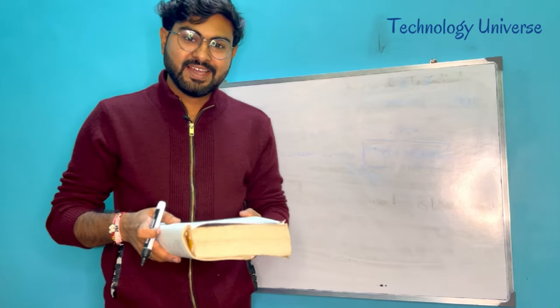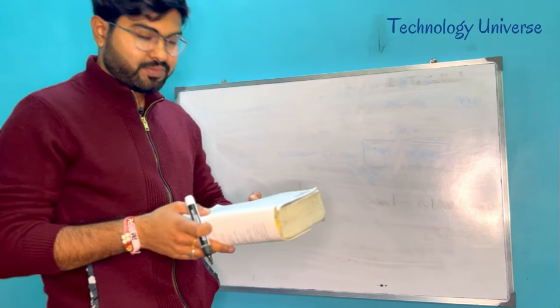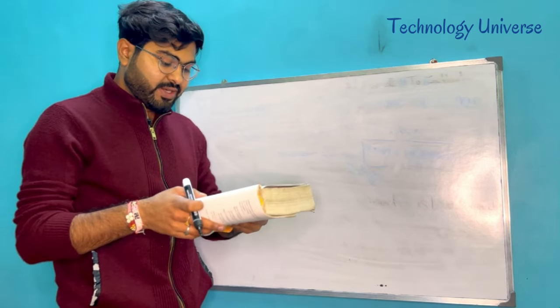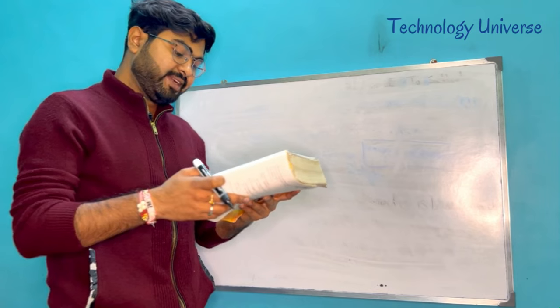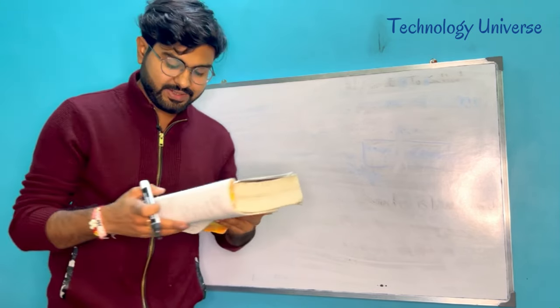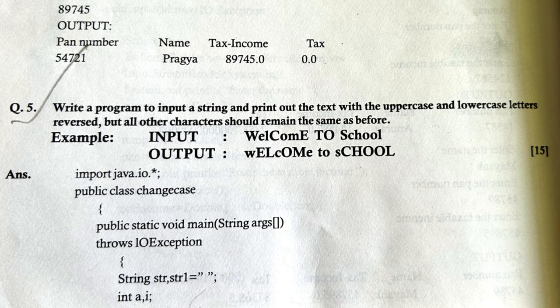Guys, welcome back. In this video we are going to talk about another program from the ICSE 10 question paper. Write a program to input a string and print out the text with uppercase and lowercase letters reversed. But all the characters should remain the same as before, right? So here one input output sample is also given.